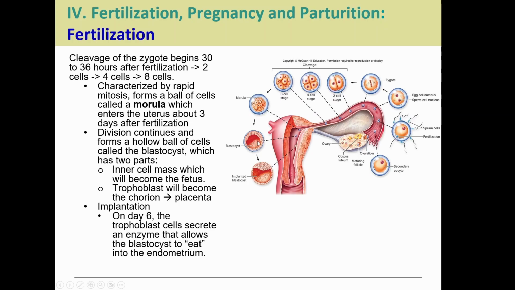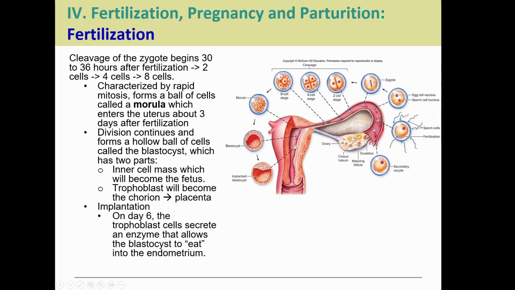Division will keep happening until we form a blastocyst, which again is this hollow ball of cells where we have an inner mass and an outer section called the trophoblast. The inner mass is actually what's going to become the fetus. The outer portion, the trophoblast, is going to become part of the placenta. So not every cell here is actually going to be the fetus. Some of it will become placental. And then around day 6 is implantation. This is where we're actually embedding ourselves into the side of the endometrial wall inside the uterus. We have enzymes that allow us to kind of eat our way into the endometrium and nestle in.